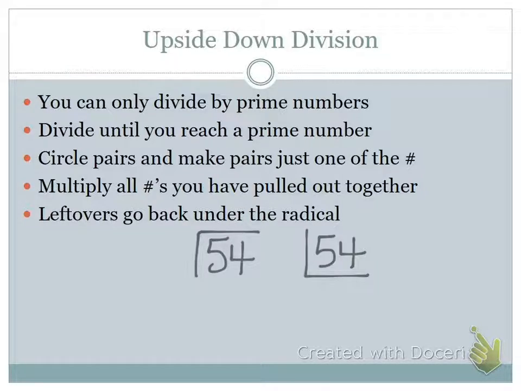All right, but here are the keys to doing upside down division. First of all, you can only divide by prime numbers. So let's talk about what a prime number is. Does anybody know the official definition of a prime number? All right, Elena. A prime number is when it can only divide by the number itself and 1. Very good. All right, a number that is only divisible by 1 and itself, or a number whose only factors are 1 and itself would be considered prime numbers.